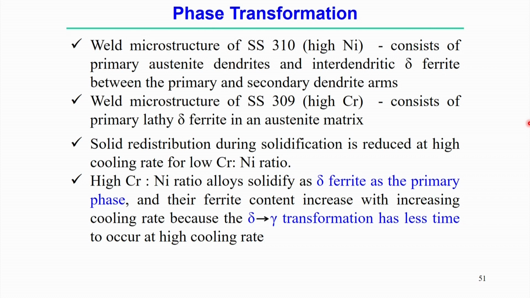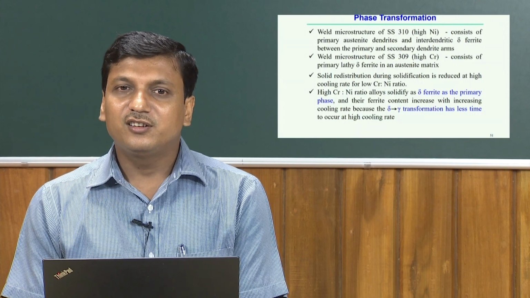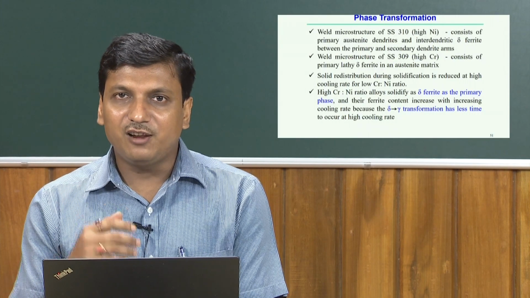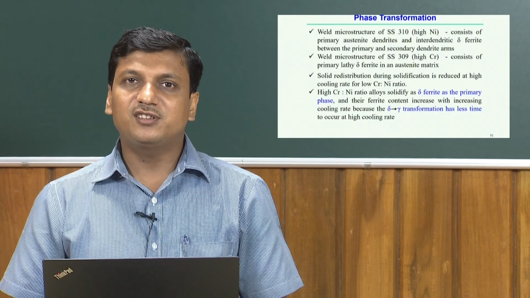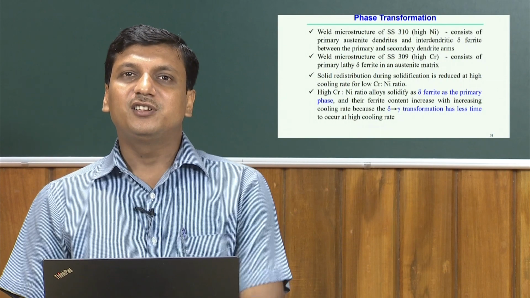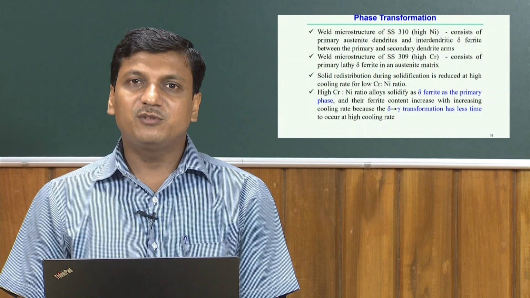So, if we look into different types of materials, different phases exist within the microstructure, but the formation of the primary phase and secondary phase depends on the ratio of the other alloying elements. This is one example: if nickel and chromium are the main constituents of stainless steel and their ratio is different in two cases, we can expect different kinds of microstructure.